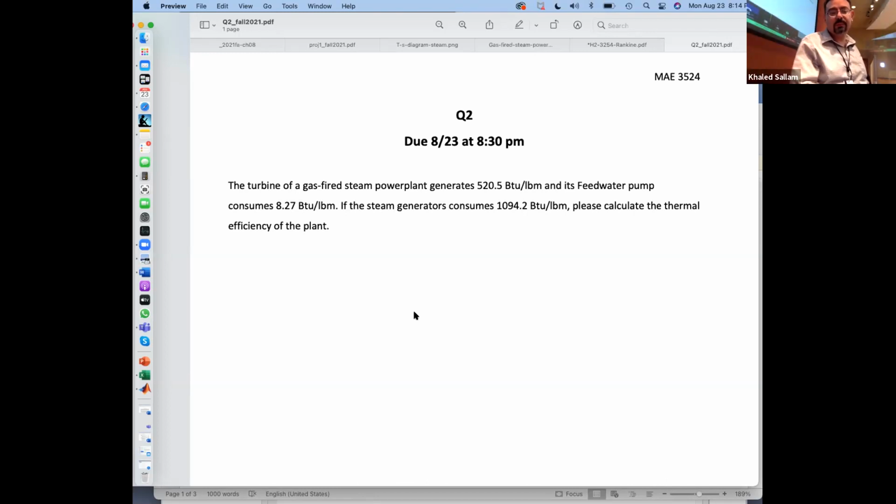All right, I am leaving. You guys write those three numbers, okay? 520 BTU per pound for the turbine, 8.27 BTU per pound for the pump, and 1094 for the steam generator.